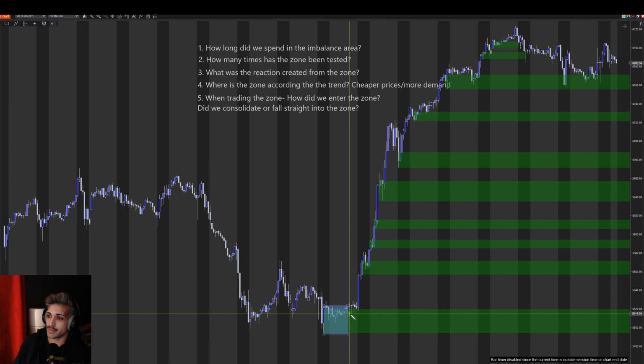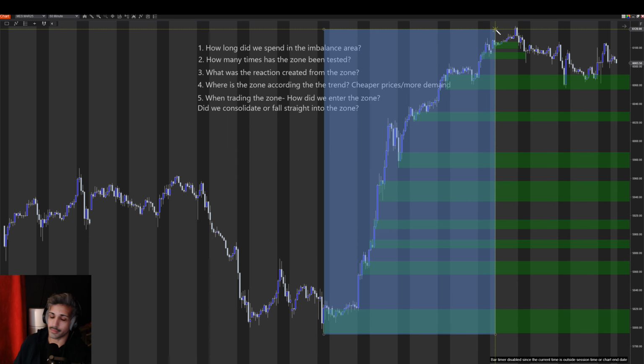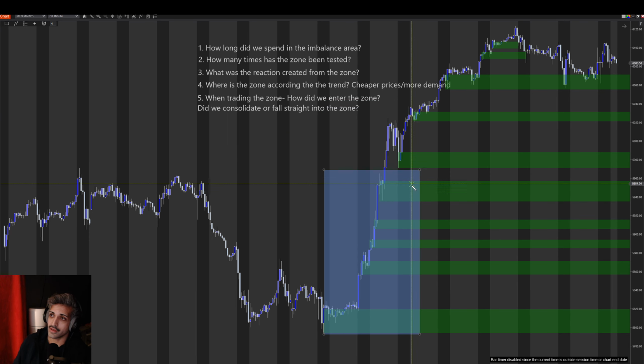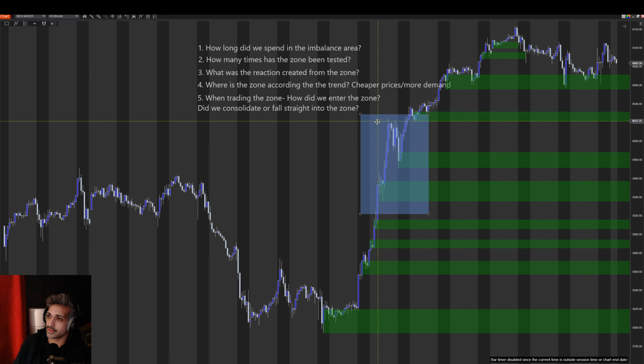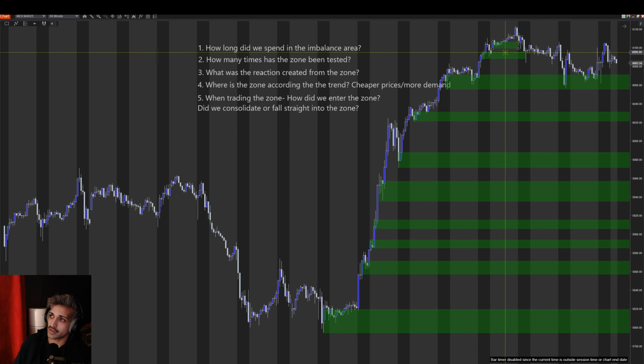So if we imagine the bottom is $1 and the top is $100, we're paying for a product. When price comes back down, this is cheap according to our trend. This is expensive. So what does that mean? That just means the demand on the higher end of our trend up here is most likely going to fail.